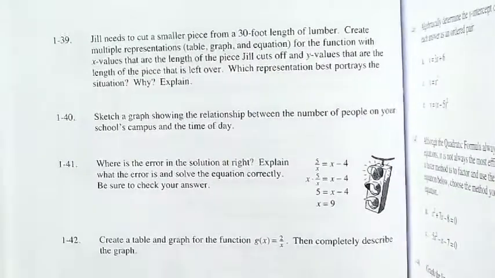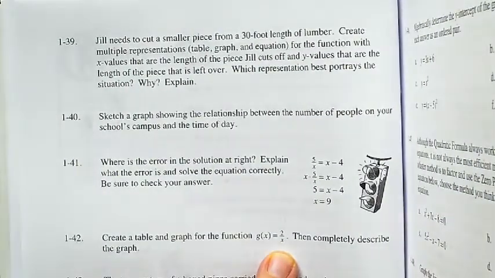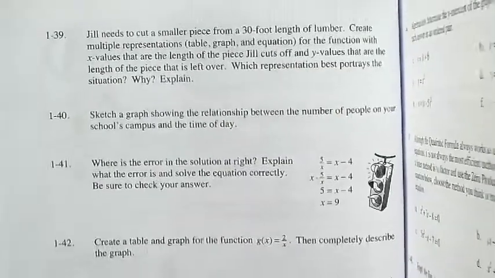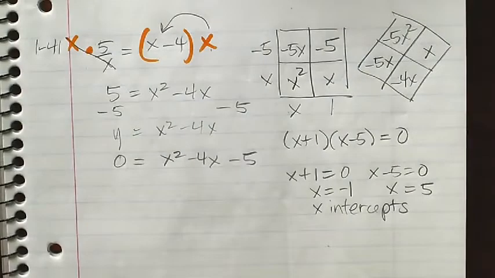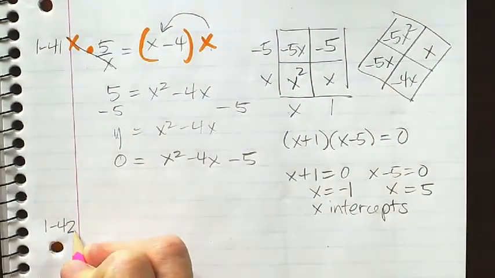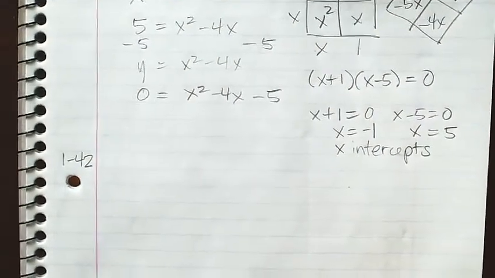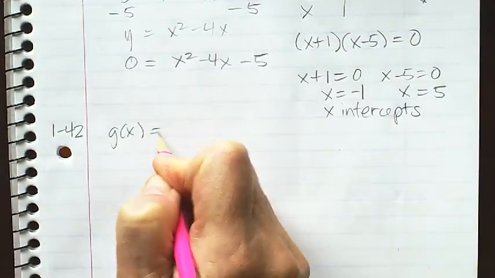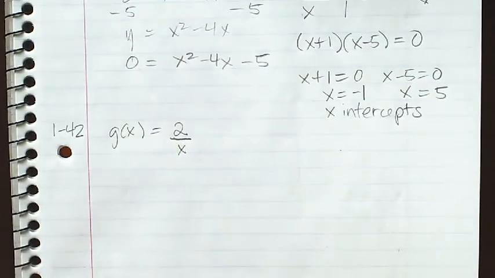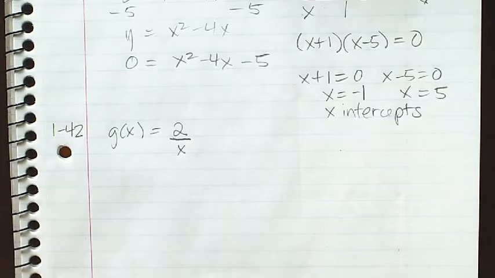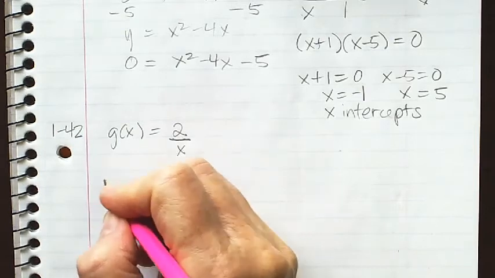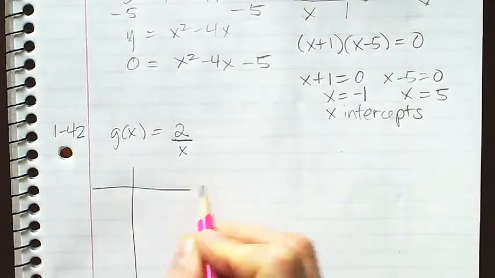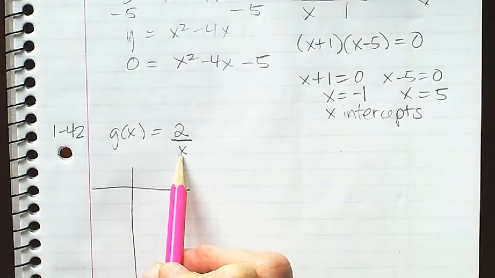Okay, create a table and a graph for g of x equals 2 over x, then completely describe the graph. Okay, I know this is a long assignment, so if you need to take a little break, come back to it. That might be a plan. This is a rational function. We've got a numerator and a denominator, a quotient. So it says to do a table and a graph. Why don't we do some values that are close to where our asymptote is going to be and some values that aren't so close.